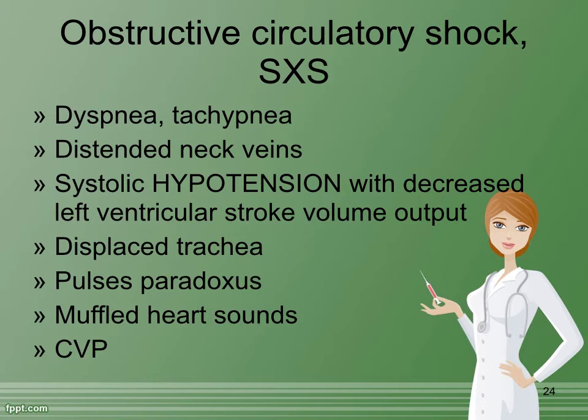Lung collapse and displaced trachea, due to air or blood in the pleural space on the affected side. And this causes one-sided ventilation and a shift in the position of the structures. So that's why there is a displaced trachea or maybe displaced esophagus. Systolic hypotension with decreased left ventricular stroke volume output.